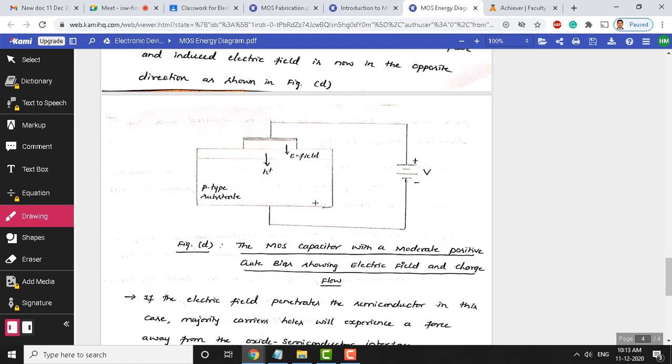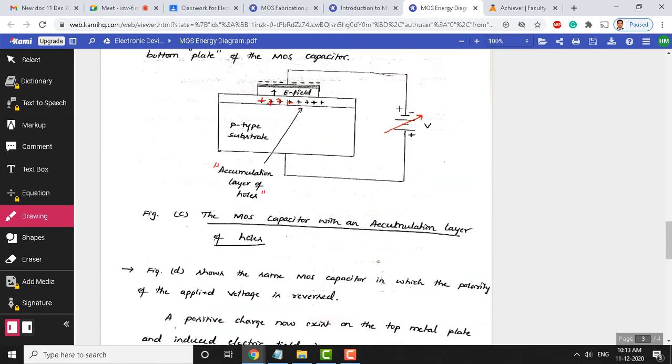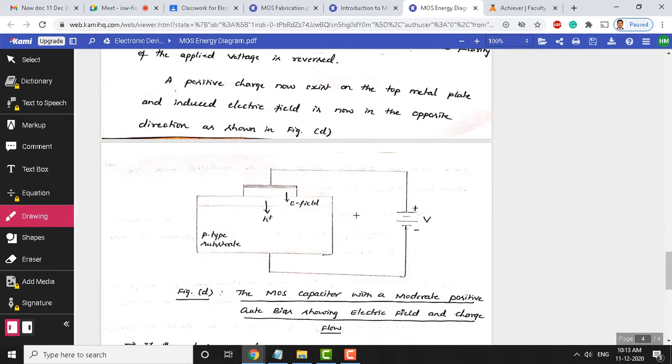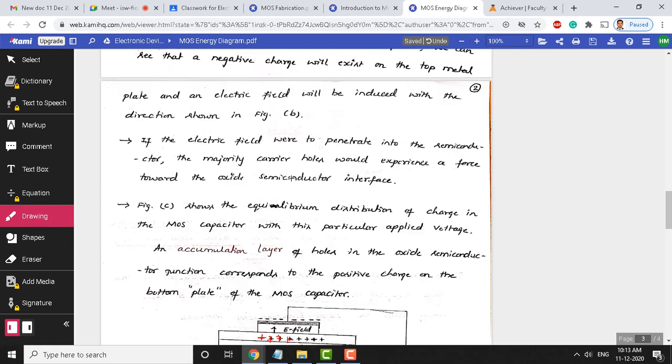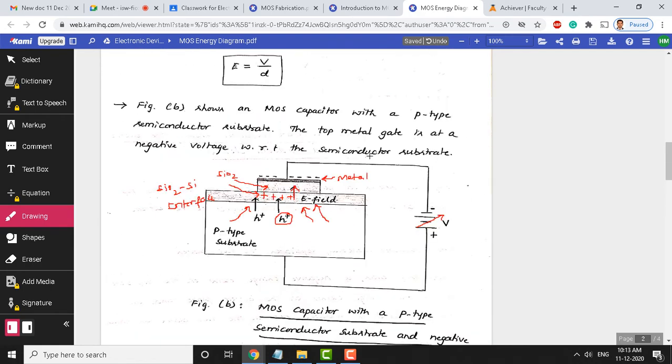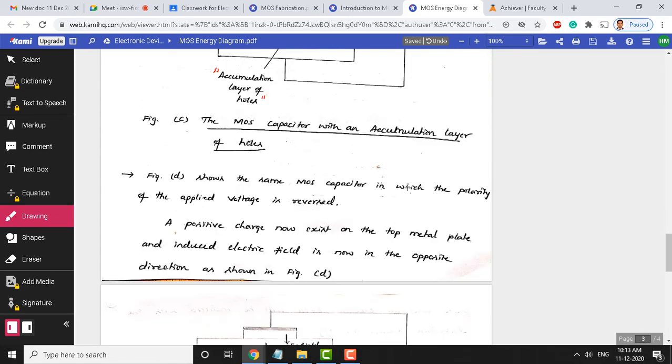In the next diagram we will show what happens when the polarity of the applied voltage to the gate suddenly changes. In the previous case, negative voltage was applied to the gate, whereas here the polarity changes: the gate terminal is applied with positive voltage with reference to the substrate. Now you can see the electric field and the hole movement are reversed. For negative gate voltage, holes were moving towards the oxide semiconductor interface, whereas for positive gate voltage it is the opposite.